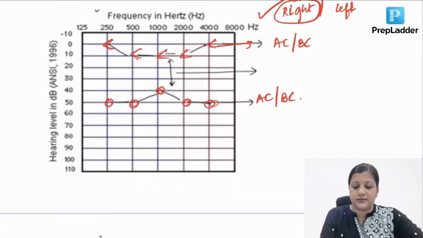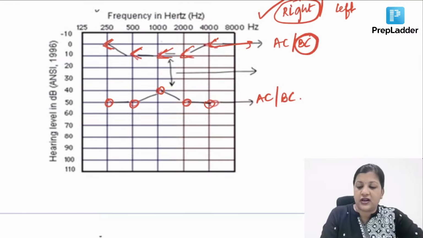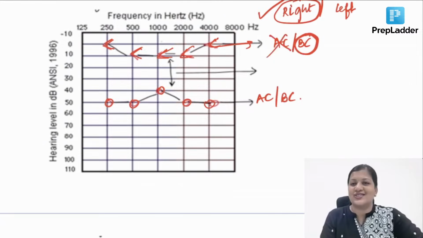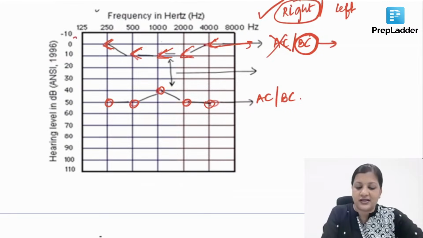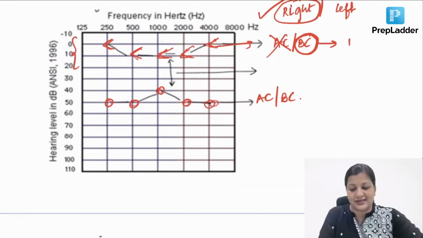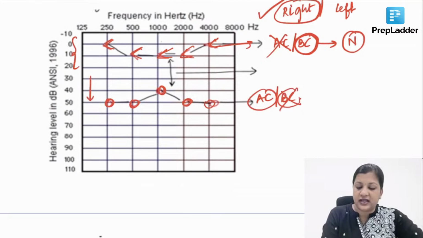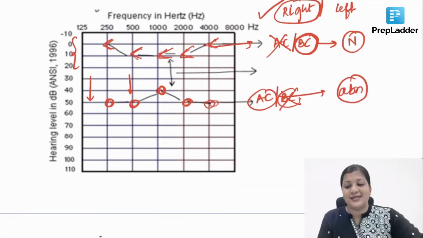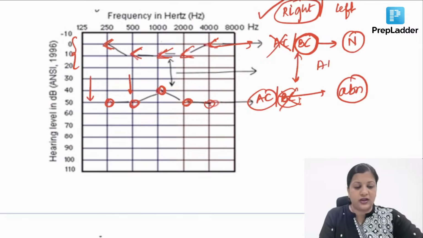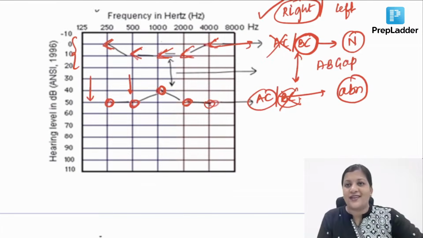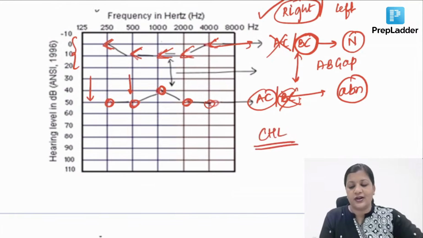Then the less than symbol indicates bone conduction of the right ear. So it's not the air conduction, it's the bone conduction. So bone conduction of the right ear, is it in the normal range of 0 to 20? Yes. But what about the air conduction, which is indicated by 0? Air conduction is not in the normal range. It has gone down, or it is abnormal. So AC abnormal, BC normal, and there is an air-bone gap, right? Whenever you have this, what is the diagnosis? It is going to be conductive hearing loss. Got it?